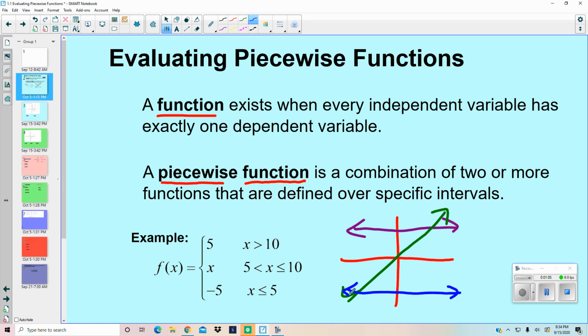But I'm only looking at the 5 for all values greater than 10. And so maybe that's just out here. I'm only looking at the x from 5 to 10. So let's just say that that's maybe just this part of it. And then I'm jumping down here and looking at this part of that f of x equals -5 from 5 down. So just the black parts of the graph are being defined.